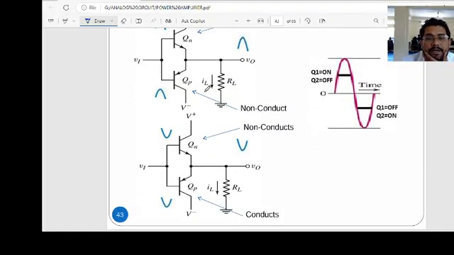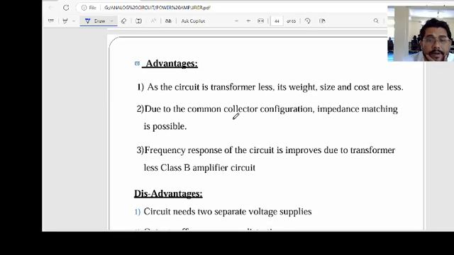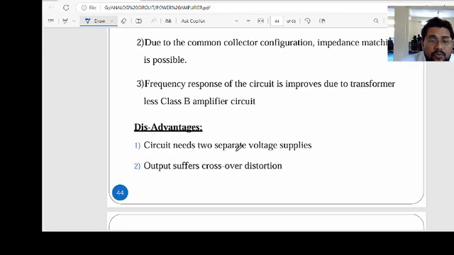We have one transistor conducting for one half cycle and the other for the other cycle. If the circuit has no transformer, then weight, size and cost are reduced, due to the common collector configuration. Impedance matching is possible. The advantage is that frequency response can also be improved. The disadvantage is that the circuit needs two separate voltage supplies and two output buffers.